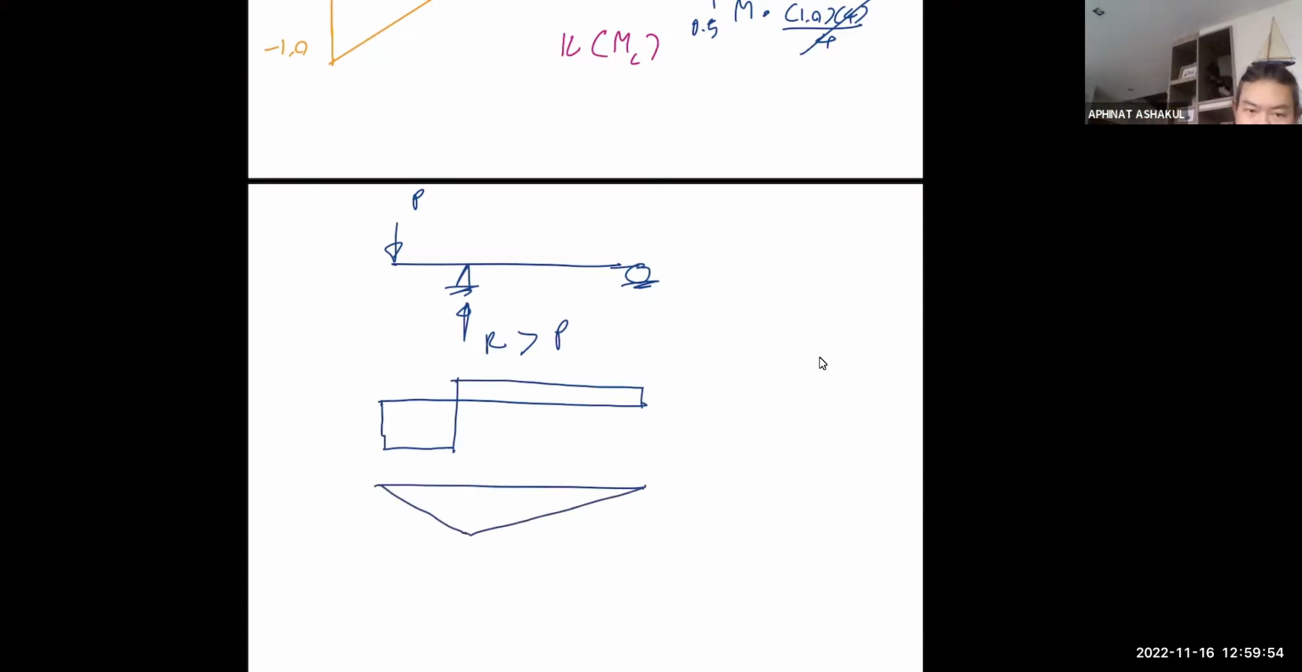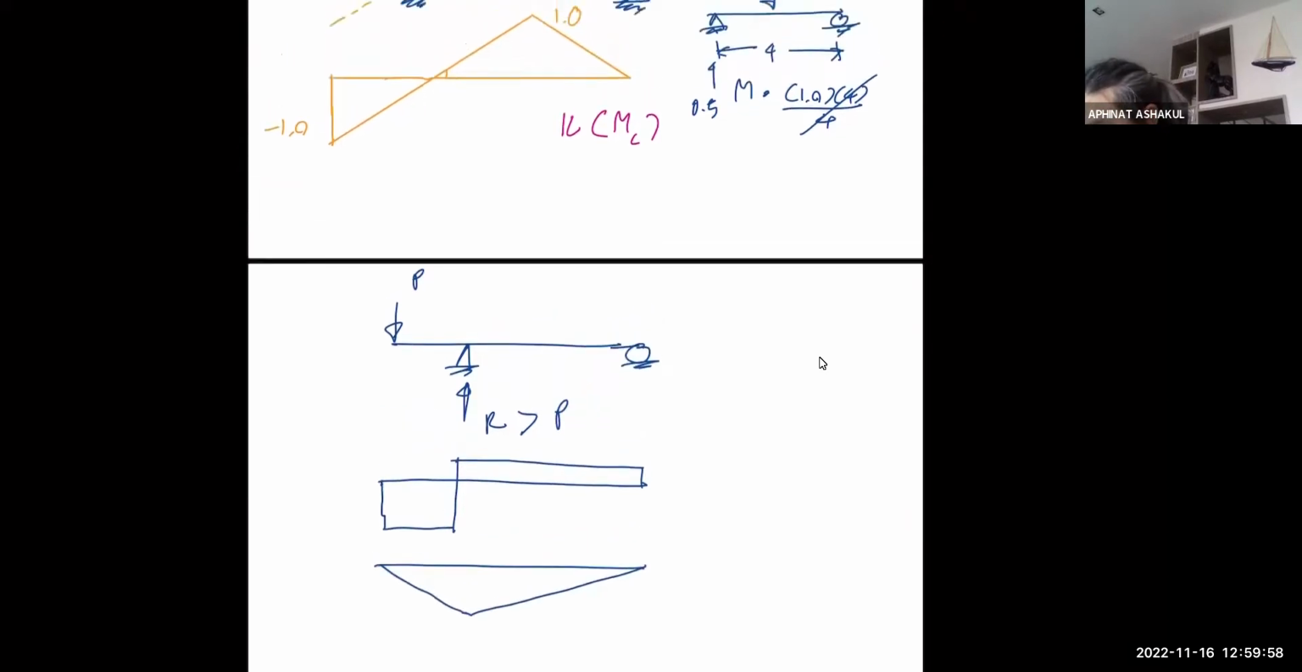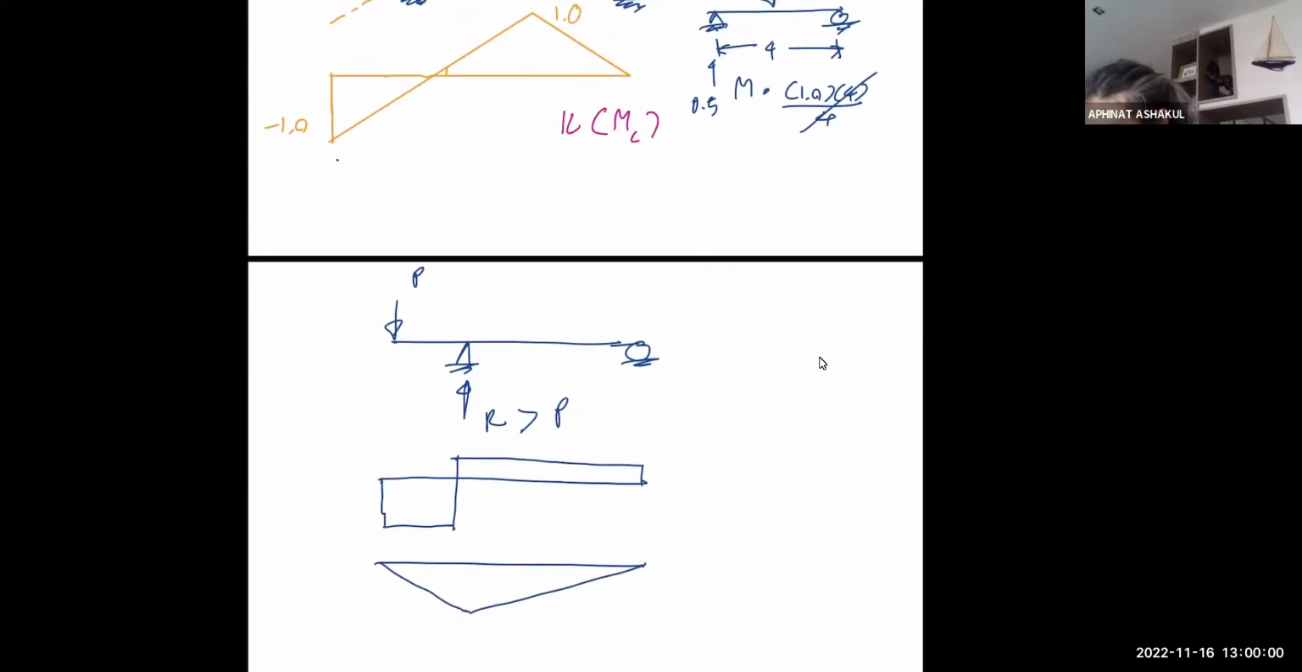So it's a negative moment. So you see, the value here, -1, is when we apply the load P here and we look at this value. See, it's a negative moment.